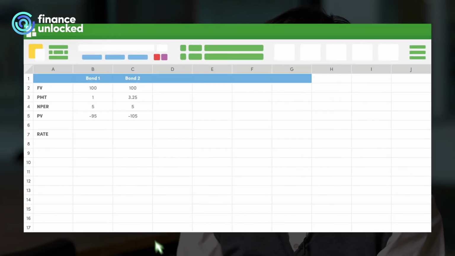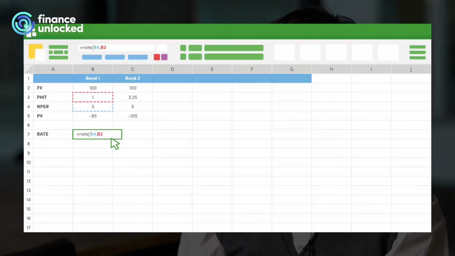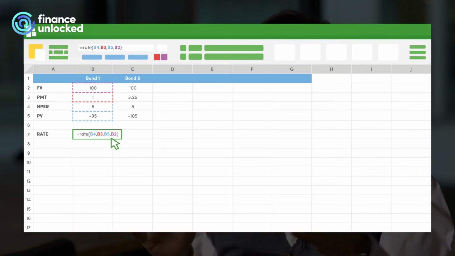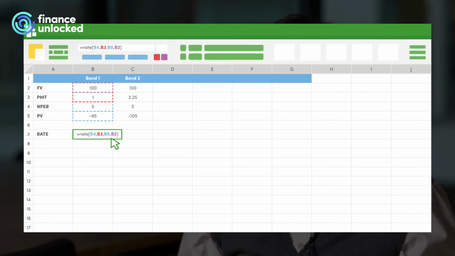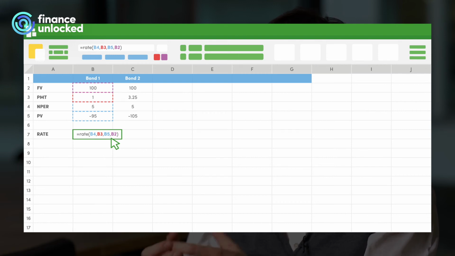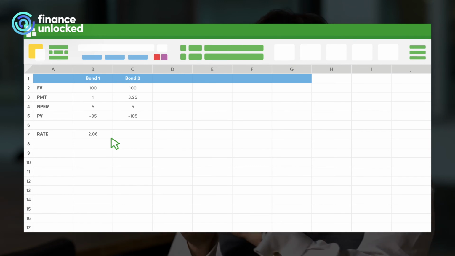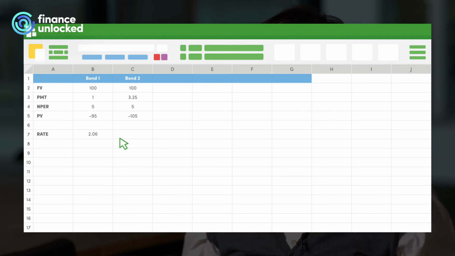Here, we use a very simple function called RATE, which takes as its inputs FV for future value, the 100 at the end, PMT for the payment, so that's 1 per year, NPER, which is number of periods, that's 5, because there are 5 years, and PV, which is present value, which is minus 95 for Bond 1. And we solve for the single rate that can be used to relate the future cash flows back to the present. We get 2.06% for the yield to maturity. Note that we use minus 95 for the present value, the price, because that's a cash flow out, and all the others are cash flow in.